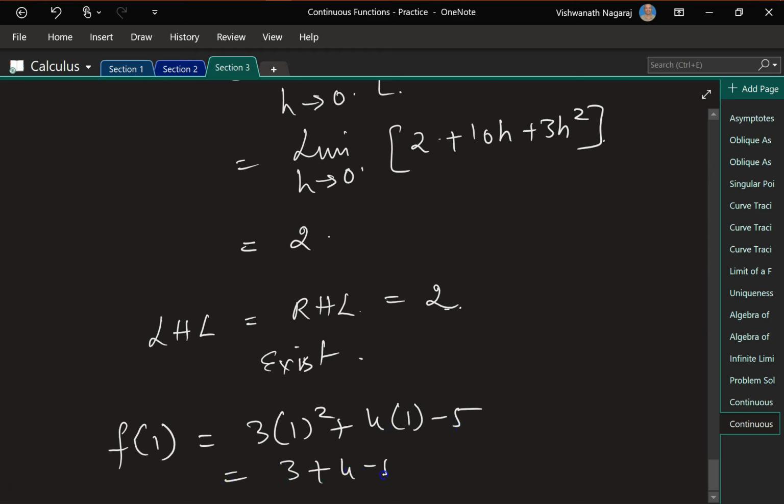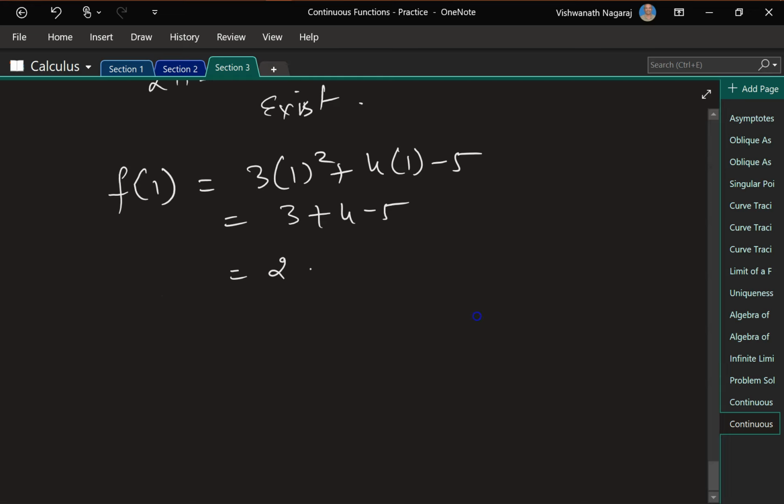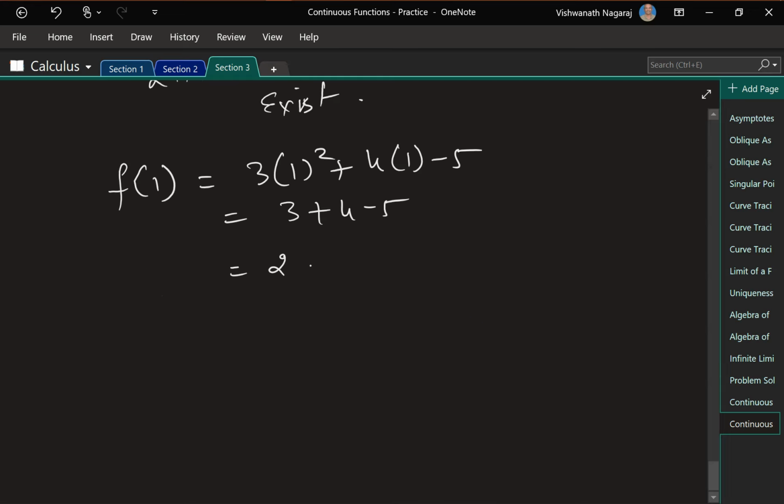3 plus 4 minus 5. 3 plus 4 is 7, minus 5 is 2. So the limit exists and f of a and the limits, they match. So we can say the function is continuous at x equal to 1.